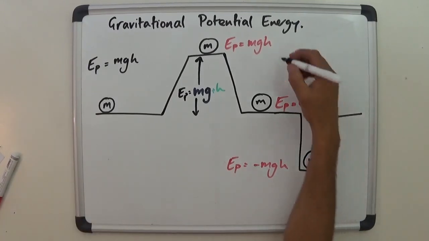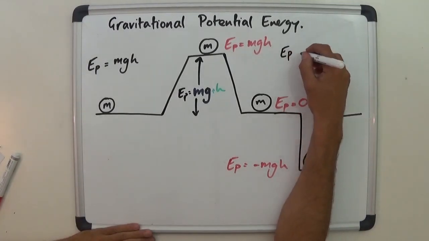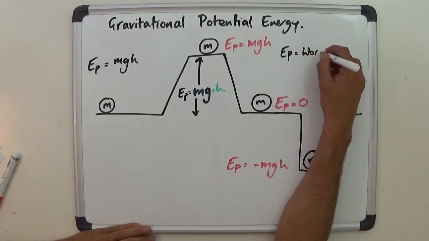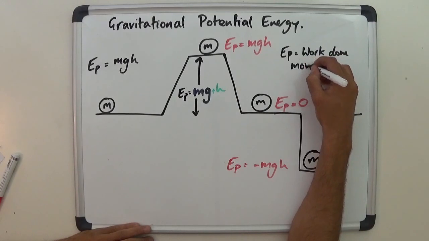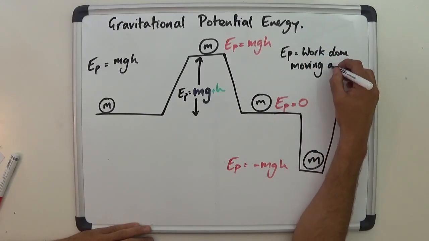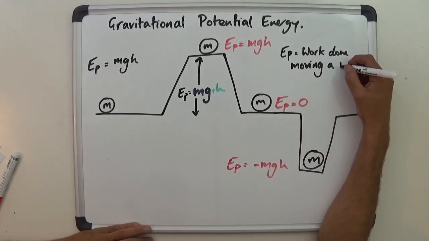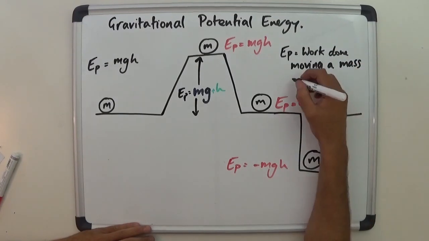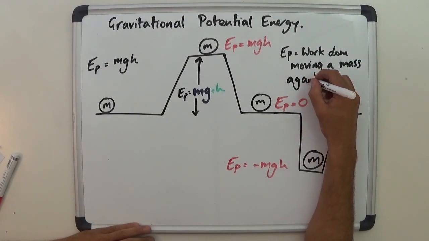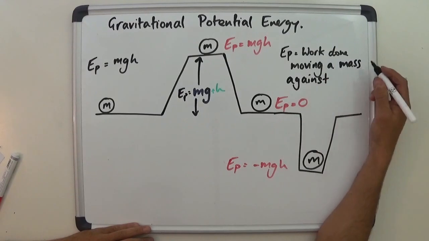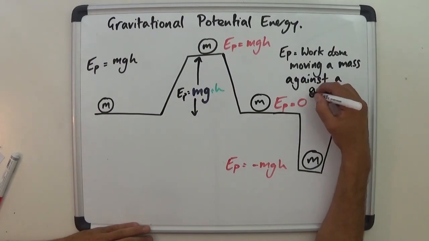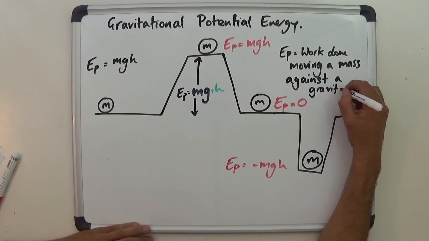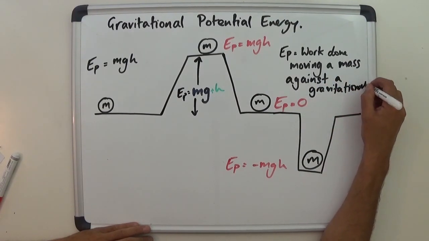And to define it, EP is the work done moving an object, a mass we should say, against a gravitational field.